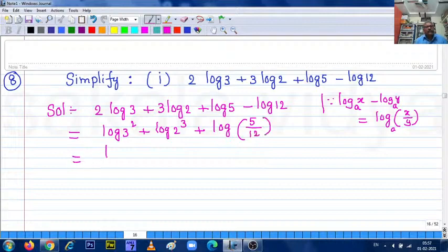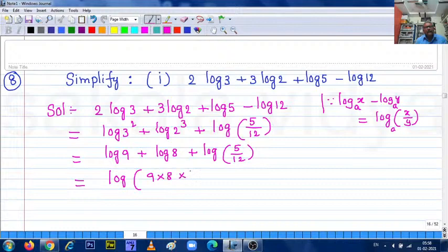So again, next step, log 3 square is log 9. 2 cube is 8, 2 into 2, 3 times. Log 8 plus log 5 upon 12. This we can write as a single logarithm: log of 9 into 8 into 5 upon 12. So now you see, 4 threes are 12, 4 twos are 8. Next, 3 ones are 3, 3 threes are 9. So this is equal to 3 into 2, 6, 6 into 5, 30. Log 30. This value is log 30. That's all.